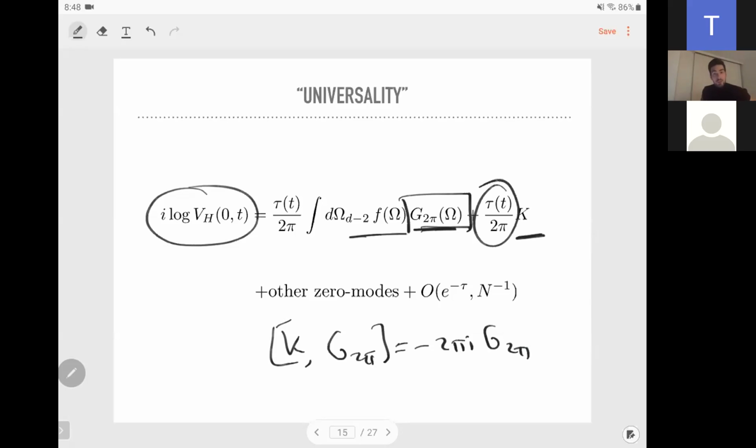So both of these operators do not require the bulk solution as an input for their definition. That's why I am referring to the universality of this proposal: the ability to extract information about what happened to your observer without referring to an explicit bulk solution.